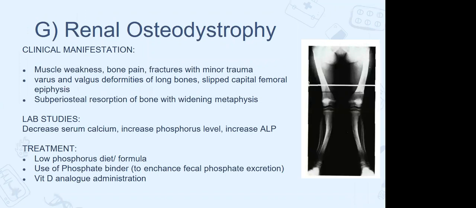As for the clinical manifestation of renal osteodystrophy, patients may have muscle weakness, bone pain, and fracture, even with minor trauma. In growing children, they can have varus or valgus deformities of the long bones, and slipped capital femoral epiphysis may also be seen. When they do the imaging, the results show subperiosteal resorption of the bone with widening of the metaphysis, as you can see in the image on the right side. Okay, I'm sorry, back to the slide before.